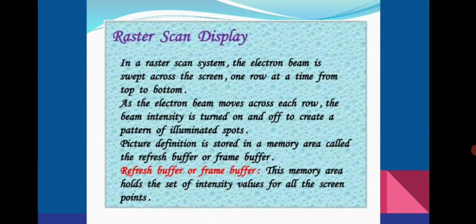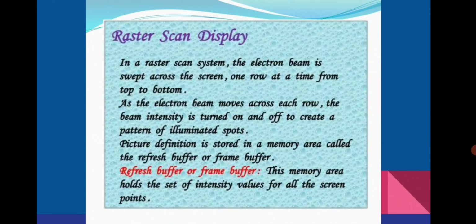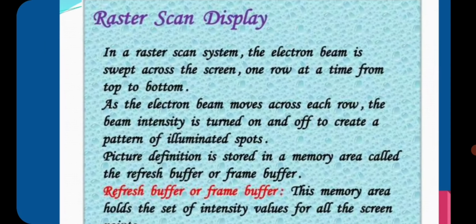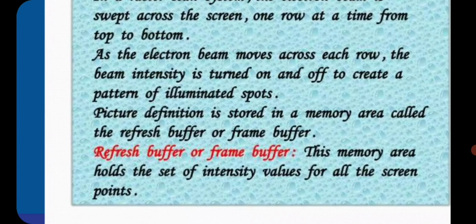Okay, from top to bottom every line is scanned, and as the electron beam moves across each row, naturally the intensity at this particular place is turned on and off to create a pattern of illuminated spots. Suppose you want to draw a diagram, we know that we can draw any diagram by continuously joining the spots. So every spot which needs to be turned on is intensified by the electron beam which moves across.